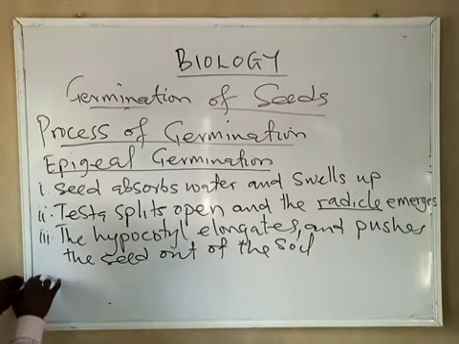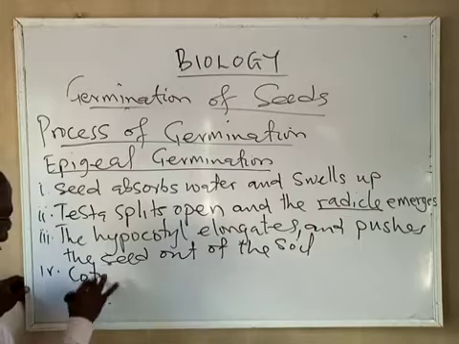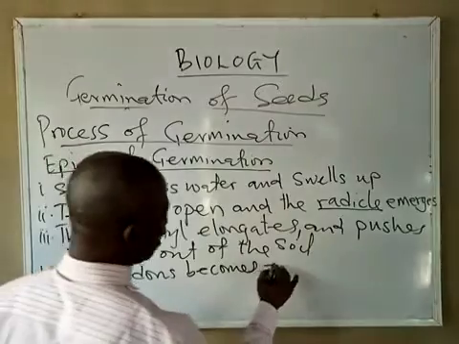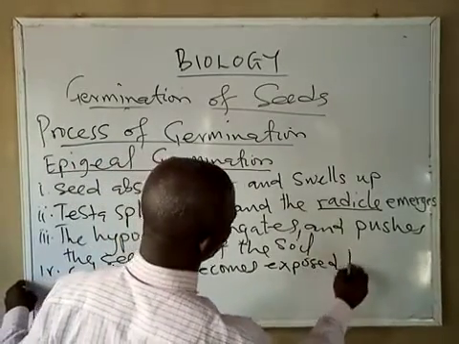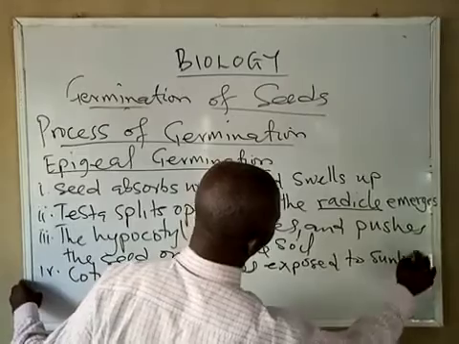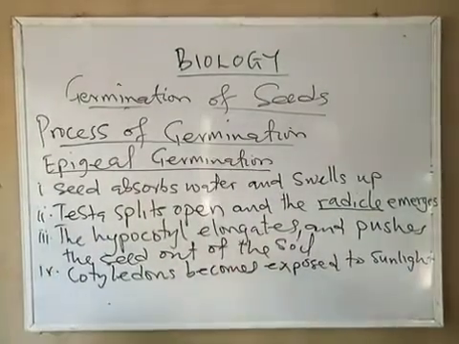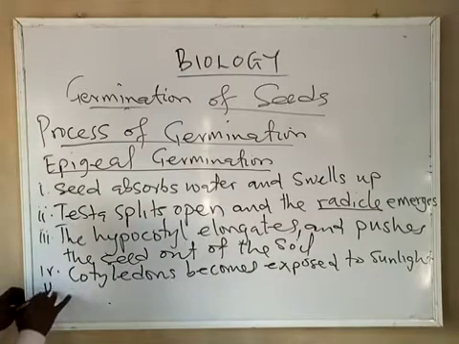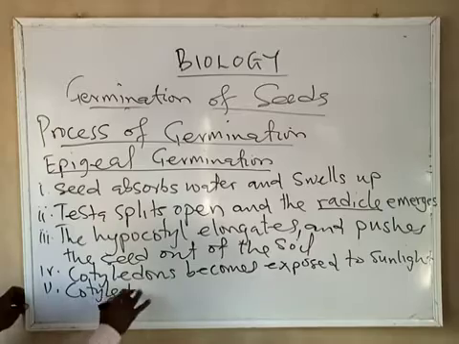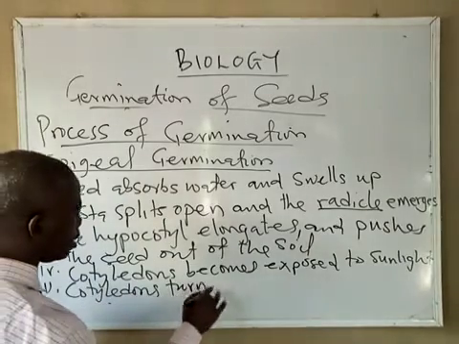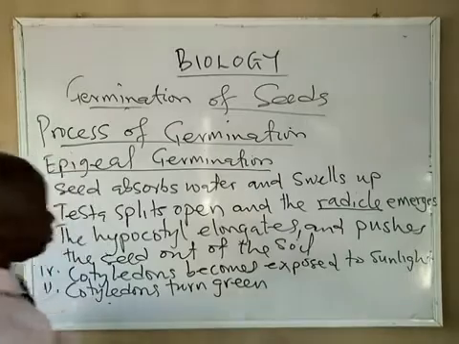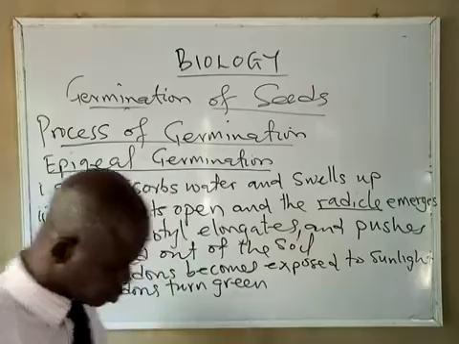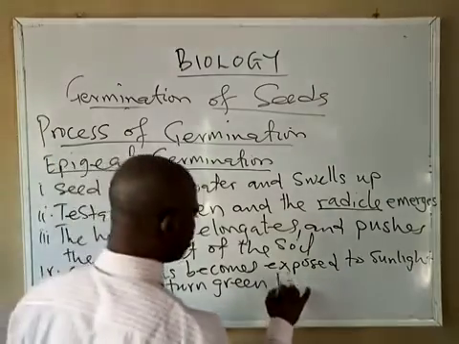Now, cotyledons become exposed to sunlight. Then cotyledons turn green to photosynthesize.